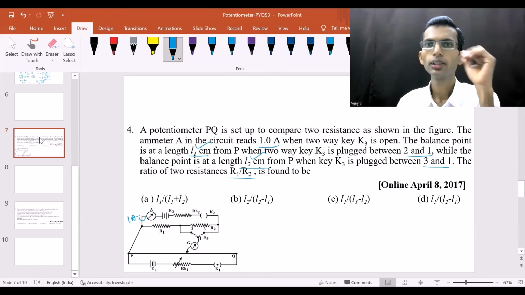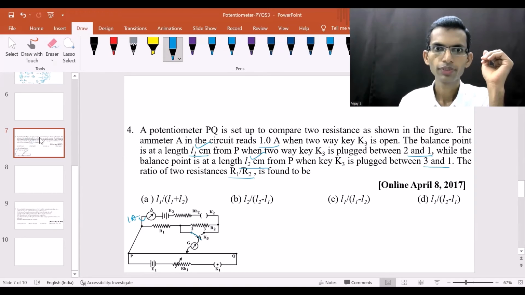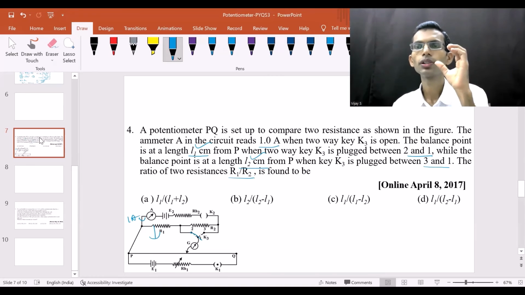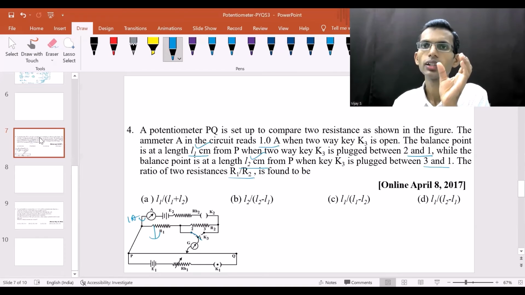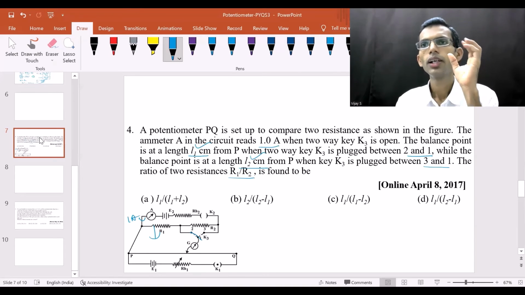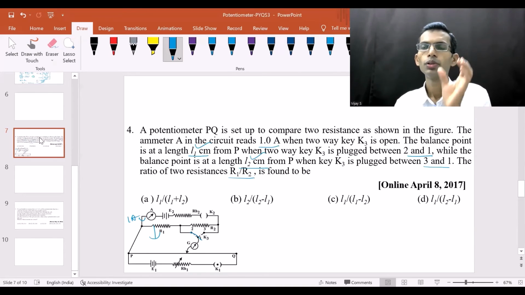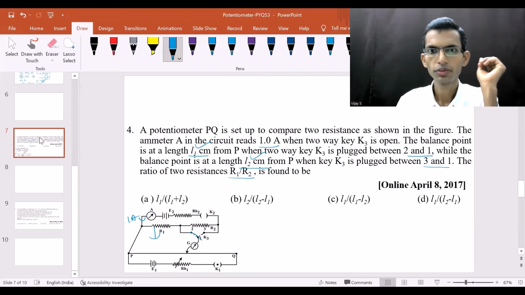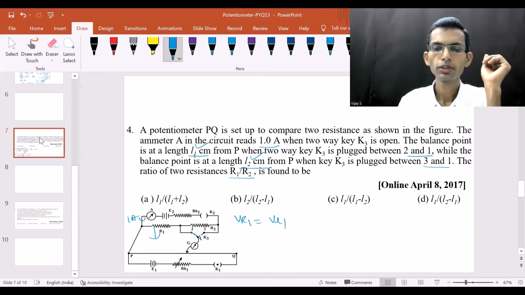When key K3 is plugged between 2 and 1, what happens? Resistance R1 gets connected to the potentiometer. That means in this case the potentiometer measures the potential difference across the resistance R1, right? At balance, what happens? The potential difference across resistance R1 becomes equal to the potential difference across the balance length, which is nothing but L1. So VR1 becomes equal to VL1. That's all. VR1 is equal to IR, I is nothing but 1, into R1. VL1 is A into L1. So this is the first case.